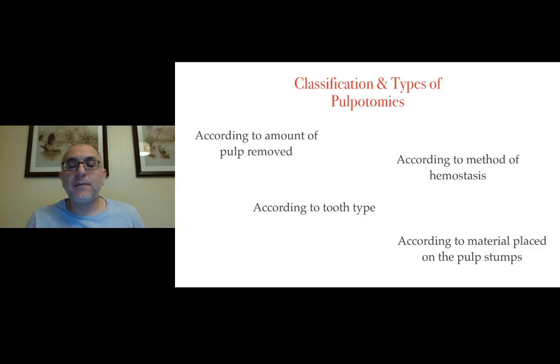It can be deciduous or an adult pulpotomy. In this case, we're discussing adult pulpotomies. And it can be classified according to the material placed on the pulp stumps into calcium hydroxide pulpotomy, MTA pulpotomy, formocresol pulpotomy, glutaraldehyde pulpotomy. So depending on the material that you put on the pulp, you can give it a name. So these are the ways by which we classify pulpotomies.